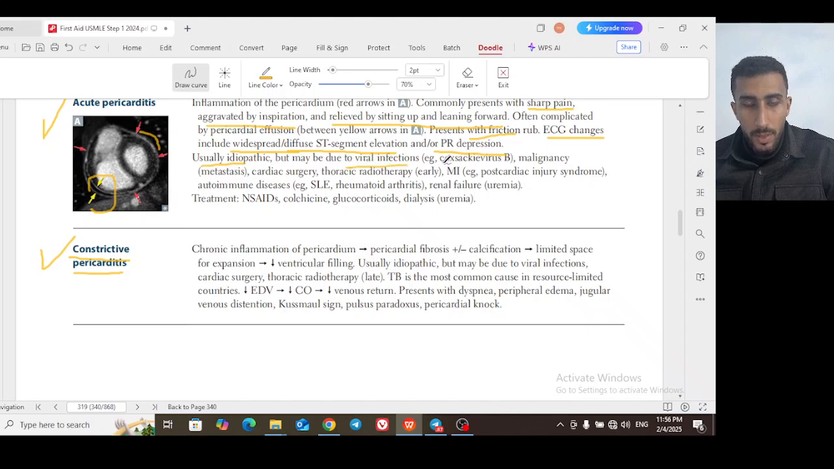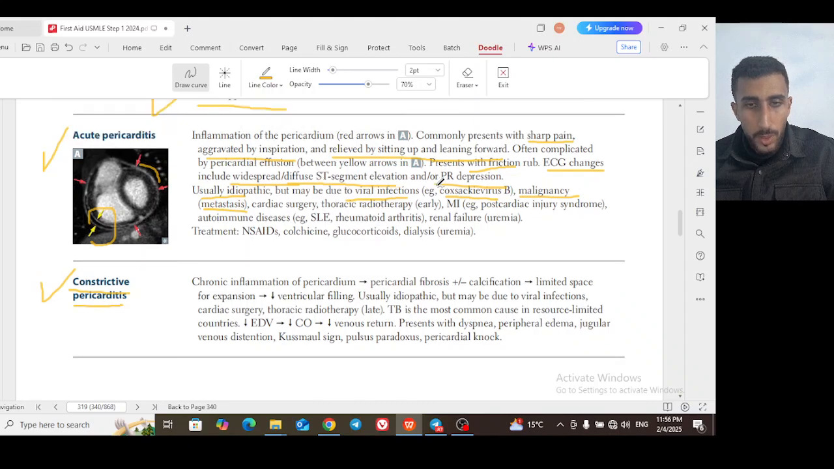maybe viral infection, Coxsackie B. Remember that we talked about Trypanosoma cruzi and Chagas disease, and malignancy, metastatic pericarditis. Sorry, so just know that viral infections such as Coxsackie B virus may cause it. Trypanosoma cruzi causes cardiomegaly. So here viral infection is a cause for acute pericarditis, as are malignancy and metastasis. You may have malignant pericarditis.